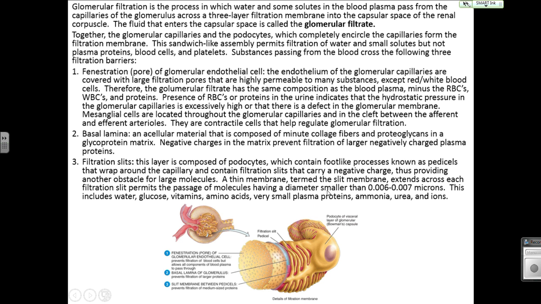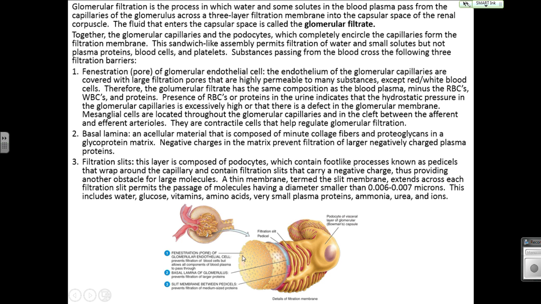Water, vitamins, glucose, amino acids, small plasma proteins, ammonia, urea, and ions. Nowhere in there are red blood cells, white blood cells, or platelets. Especially those should never be in urine.